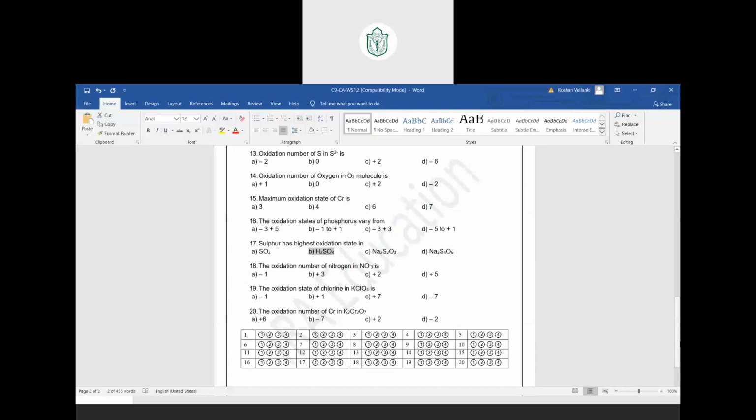Is it clear? Why minus 6? Because we have 3 oxygen. So 3 into minus 2 is minus 6, equal to minus 1. Why equal to minus 1? Because it's a monovalent negative radical.